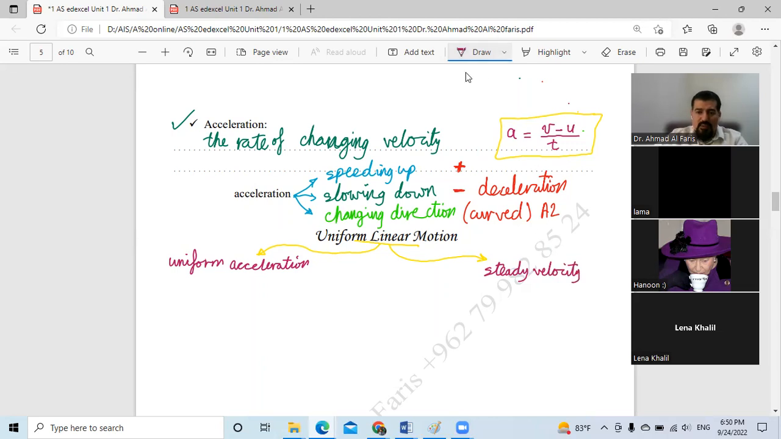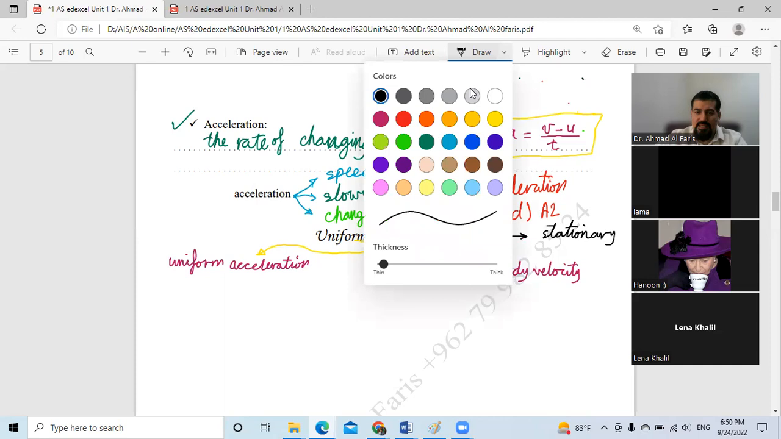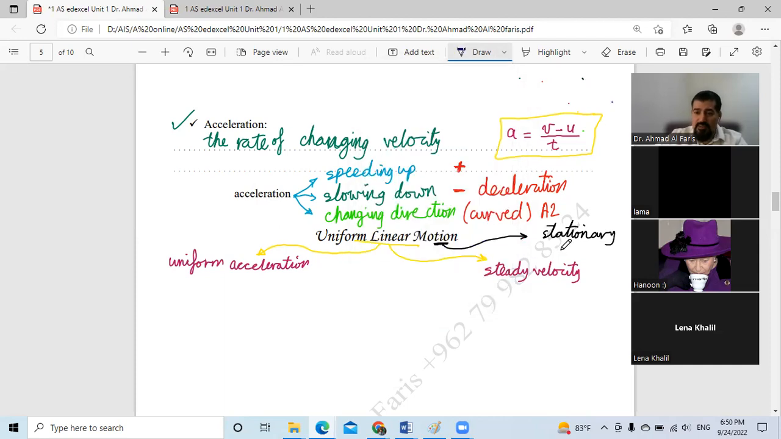Now, what's the opposite of motion? The opposite of motion, it's what? Exactly, stationary. That means the object is what? That means the object is at rest, it doesn't move.